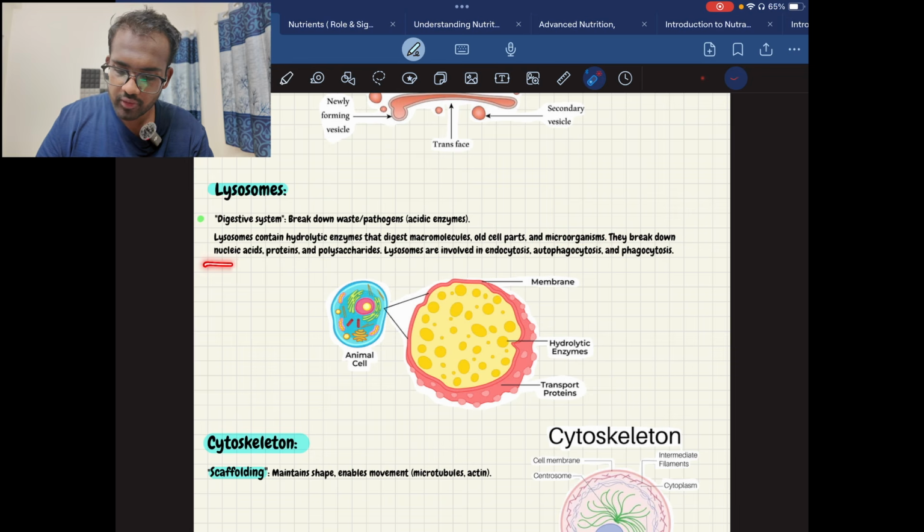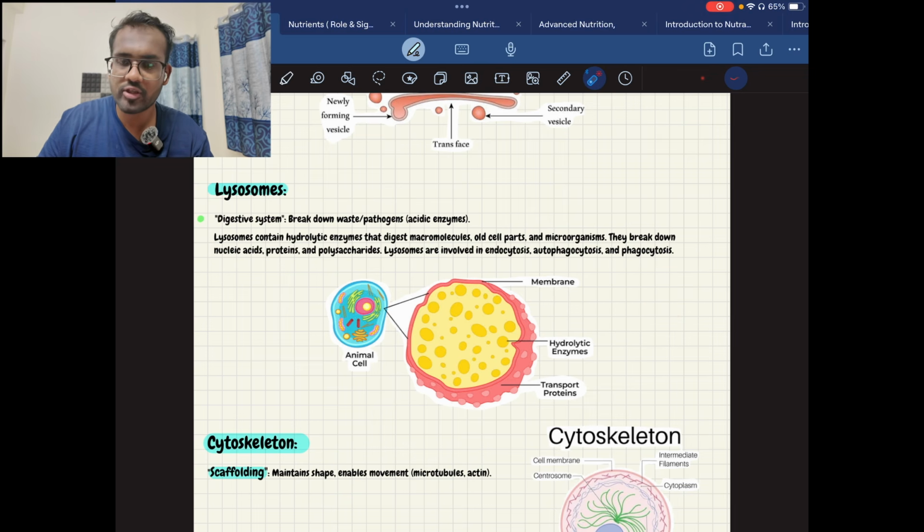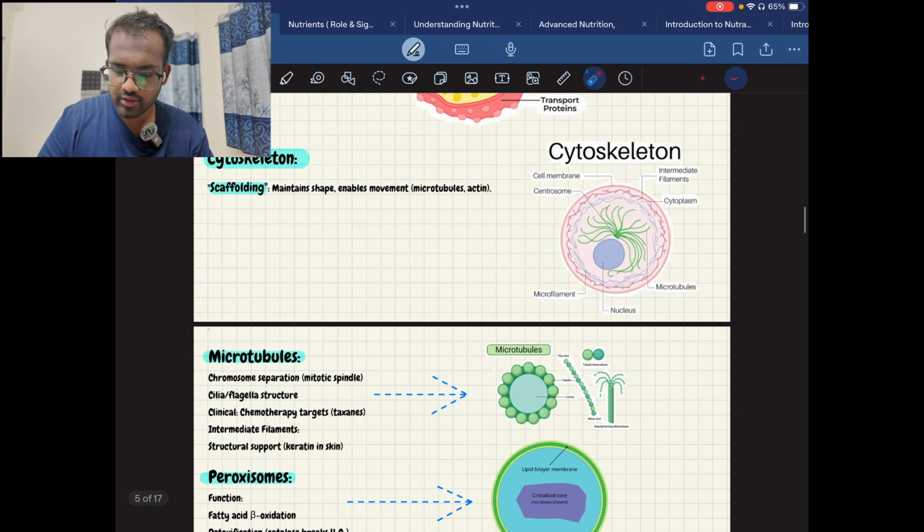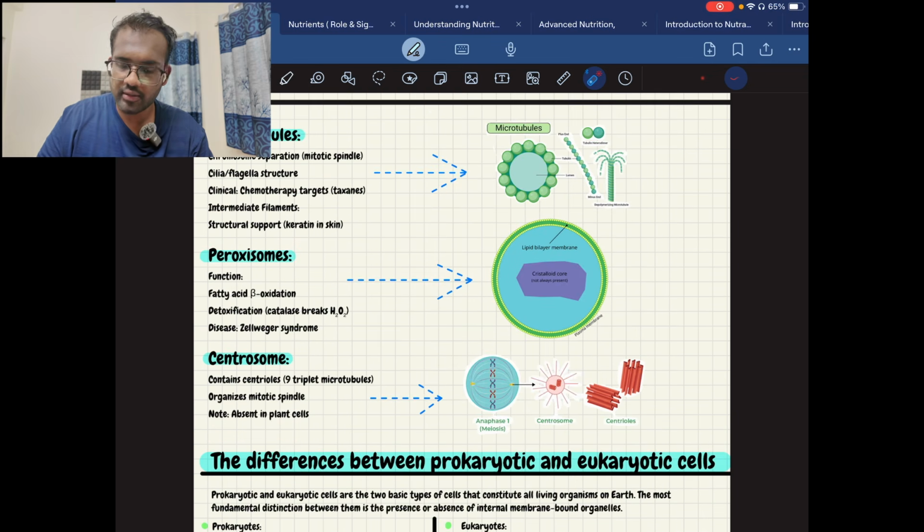They break down nucleic acids, proteins and polysaccharides. Lysosomes are involved in endocytosis, autophagocytosis, and phagocytosis. Phagocytosis in the sense, imagine there is a dead cell or a waste cell. The lysosome engulfs this cell into it and digests it. So this is called phagocytosis. Okay, this is how the lysosome actually works. I have also clearly mentioned what the cytoskeleton and microtubules are. You just go through it once.